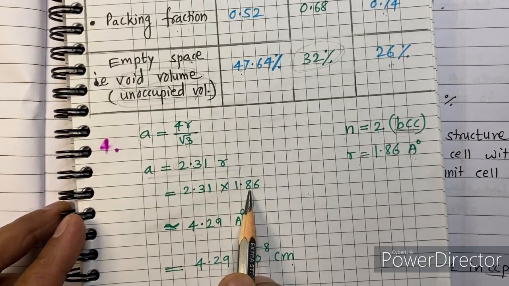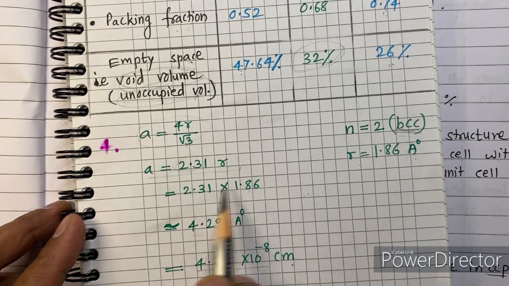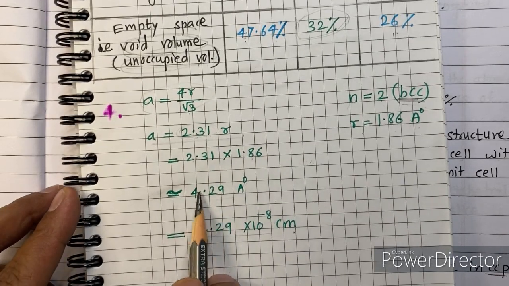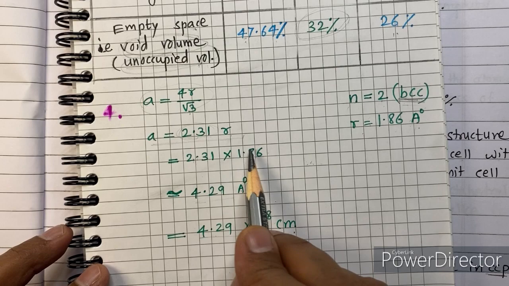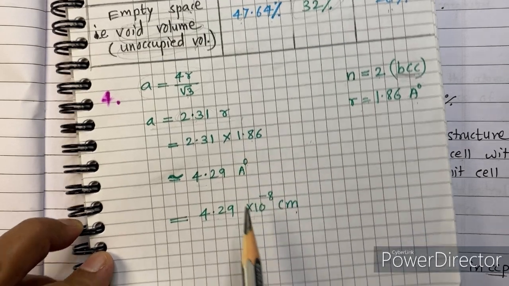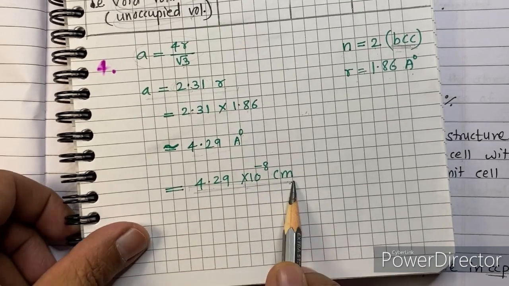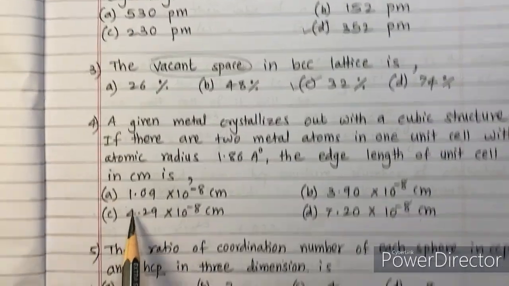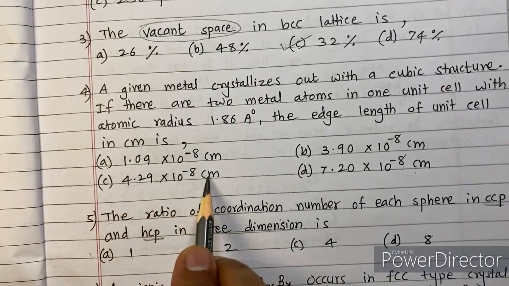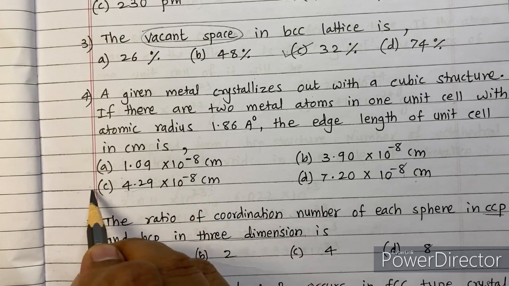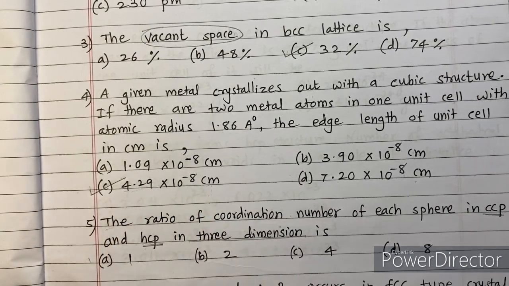Now R is equal to this one, multiplication of this gives this one. This is in Armstrong unit because it is in Armstrong unit. Now convert it into centimeter. Okay, therefore answer is this here, 4.29 into 10 raised to minus 8 centimeter, that is answer is this one.